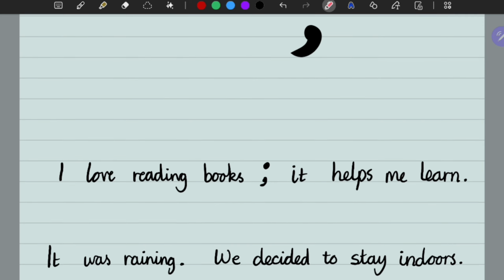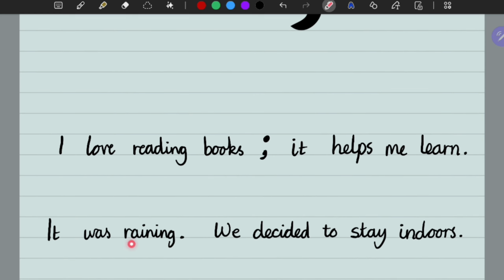Now let's look at another example. It was raining. We decided to stay indoors. Both of those clauses work by themselves. It was raining works by itself. We decided to stay indoors works by itself. But they're about a similar thing, and so what I can do again is I can remove the full stop, change my capital to a lowercase, and put in a semicolon.